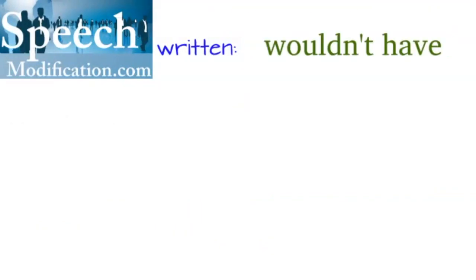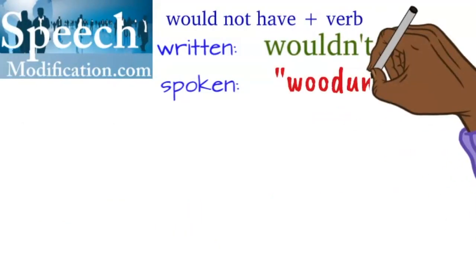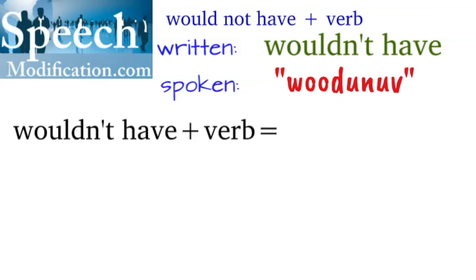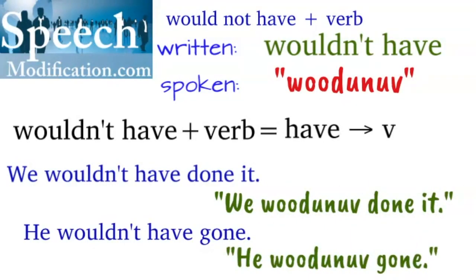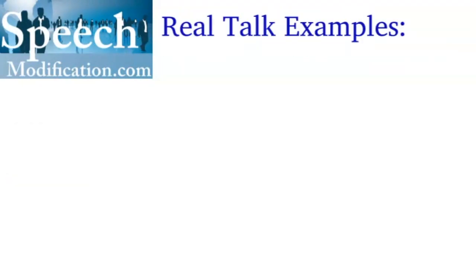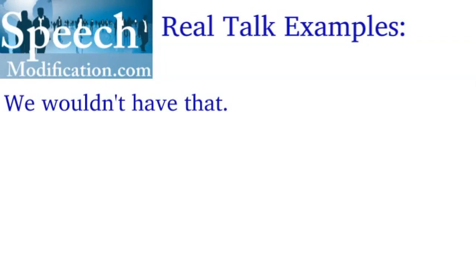Wouldn't have used with another verb becomes wouldn't of. Have gets reduced to v, wouldn't of. We wouldn't have done it. He wouldn't have gone. Let's listen to some examples from clips from real people speaking.